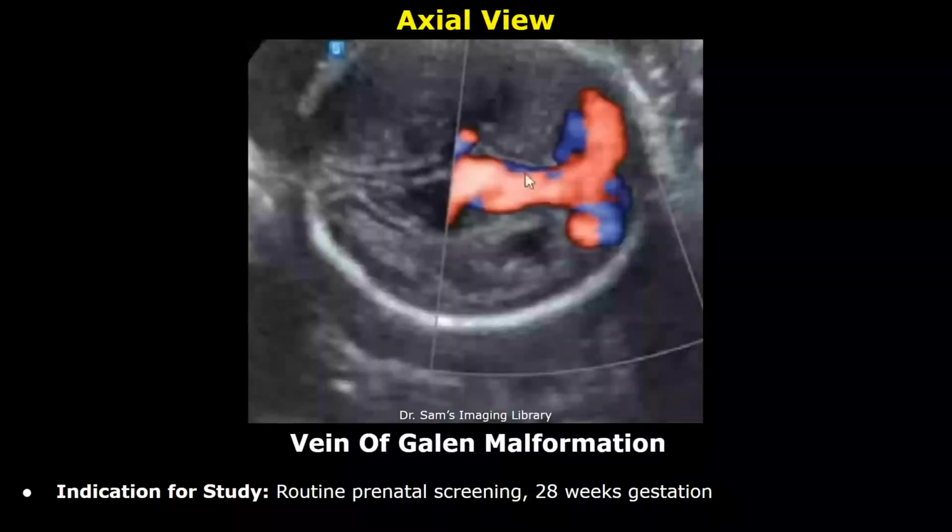This is a report for vein of Galen malformation. Indication: routine prenatal screening, 28 weeks gestation.